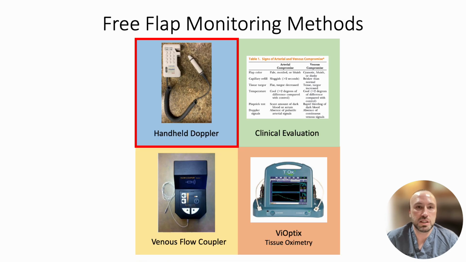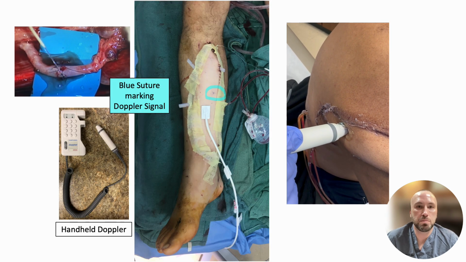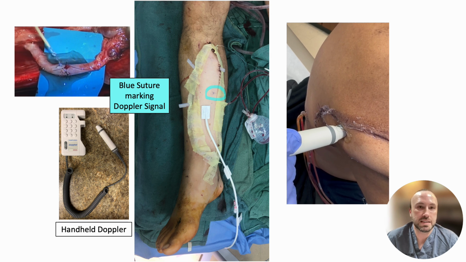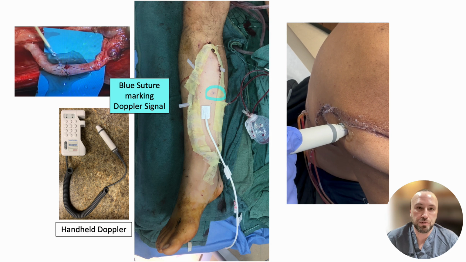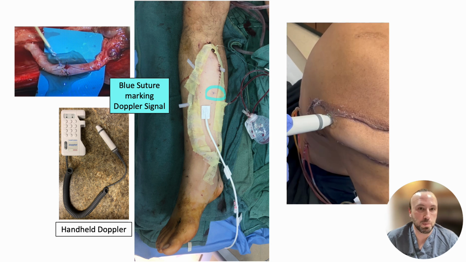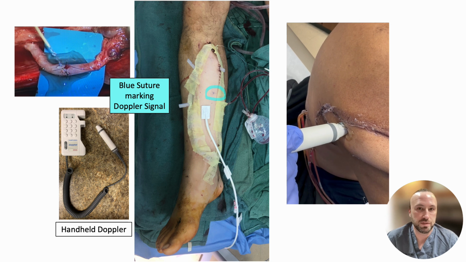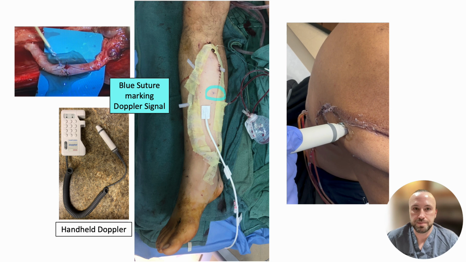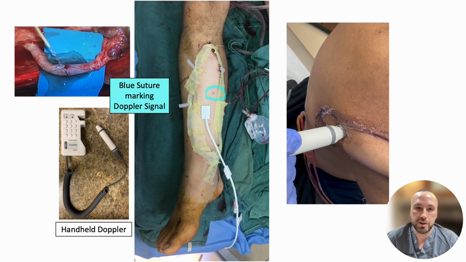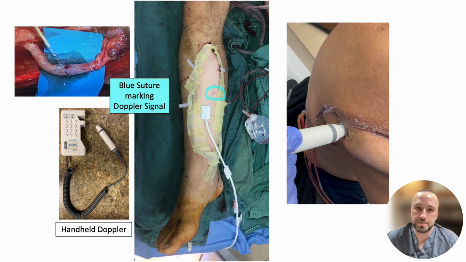First, let's briefly talk about the handheld Doppler. The handheld Doppler allows us to intermittently monitor blood flow to the free flap, but may take some practice to learn how to locate the correct signal. The location of the perforator, where the best Doppler signal or pulse can be found, is marked during surgery with a blue suture in the middle of the flap, so it can easily be found for monitoring after surgery. This blue suture marks the area where you should use the handheld acoustic Doppler to perform your Doppler checks.